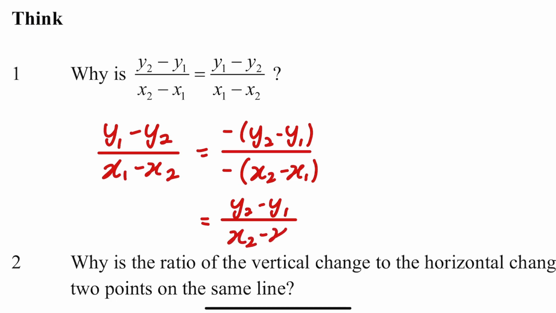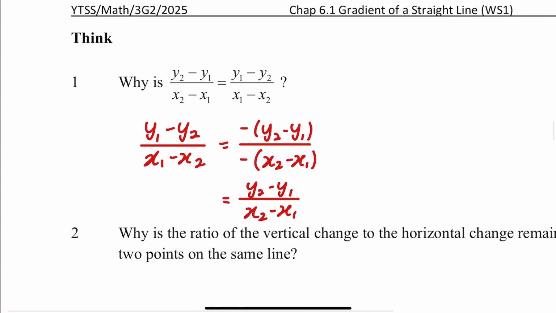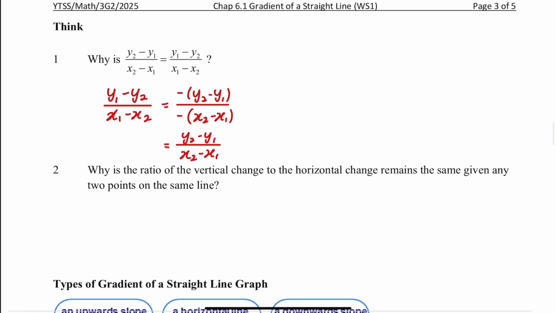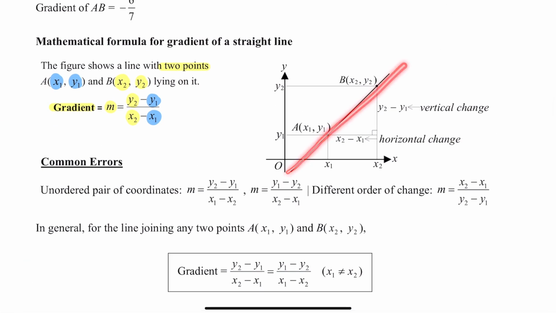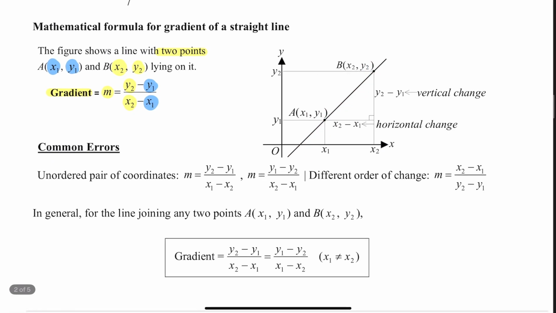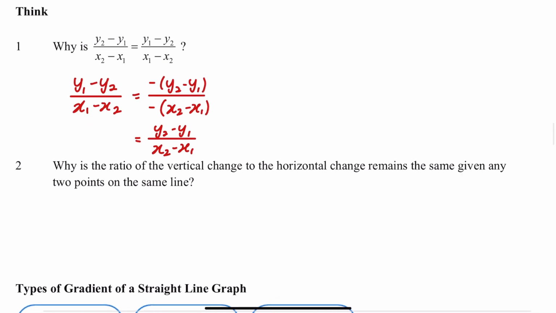Okay, so remember these two are the same. Therefore, for a straight line like this, the question is asking: why is the gradient of the straight line always the same? No matter which 2 points I take on the line, I find a gradient. I take A and B, I find a gradient. It is always the same. The question here is, why is the gradient always the same on the same line?